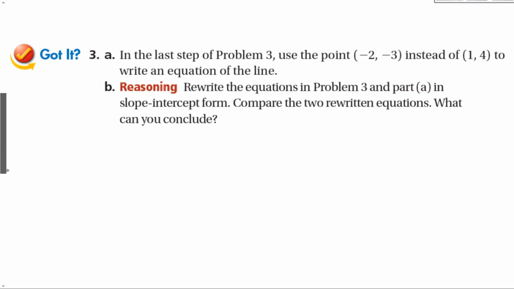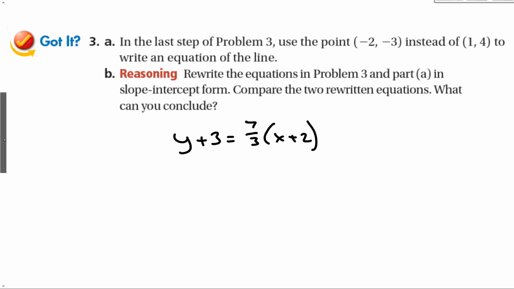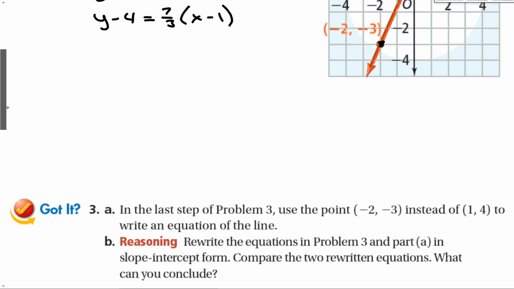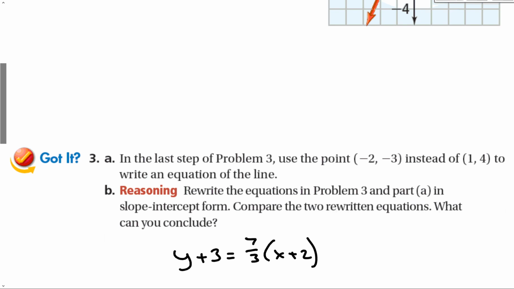Back to my got it problem. In the last step of problem 3, use point -2 comma 3 instead of 1, 4. So instead, that would be y plus 3 is equal to 7 over 3 times x plus 2. Well, if I look at these two equations, it seems like they are different. But rewrite the equation in problem 3 in part A in slope-intercept form and compare the two.